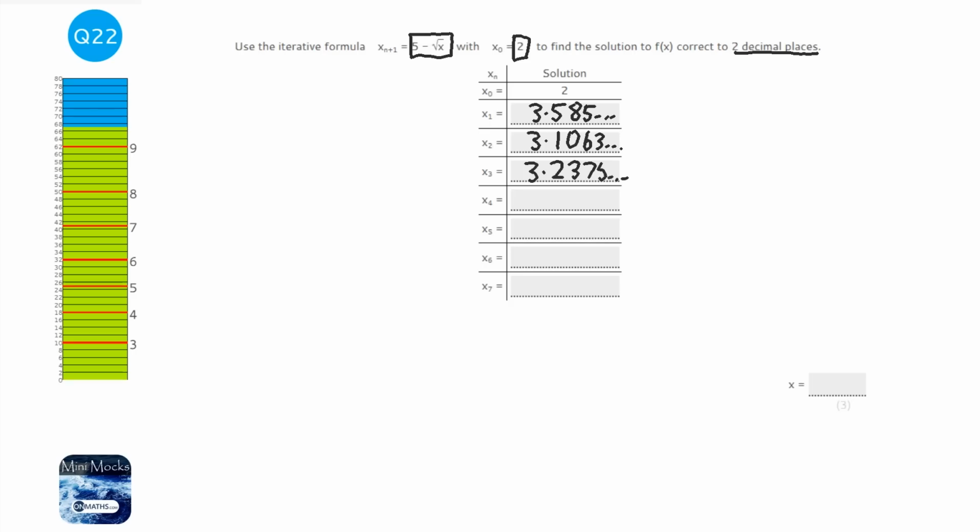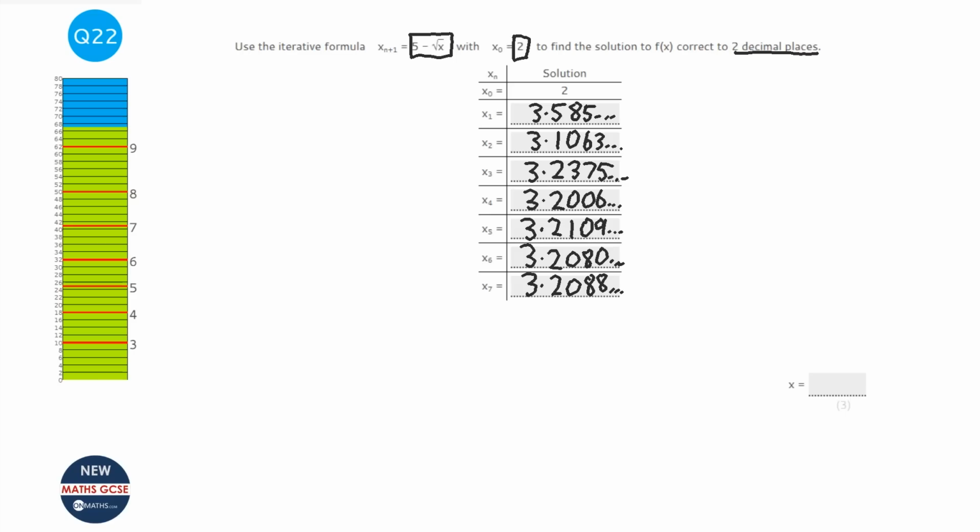3.2375 blah blah blah, equals 3.2006 blah blah blah, equals 3.2109 blah blah blah, equals 3.2080 blah blah blah, equals 3.2088 blah blah blah. Now, you stop when you get the first repeat of the accuracy that you're looking for.